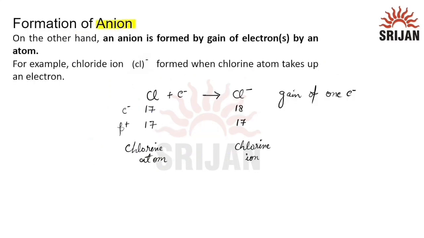Now let us discuss the formation of anion. An anion is formed by the gain of electrons. For example, this chlorine. Normally, it has 17 electrons and 17 protons. Here it is neutral and it is known by the name of chlorine atom. But when it gains 1 electron, it gains a unit negative charge and it is represented by Cl-.